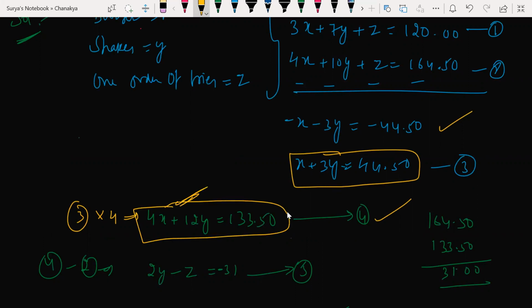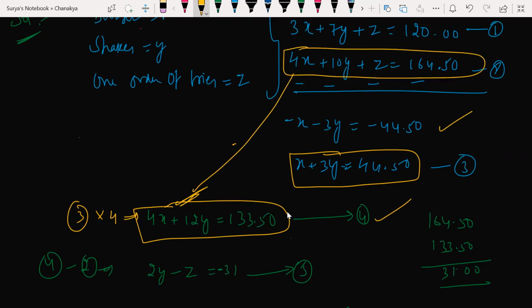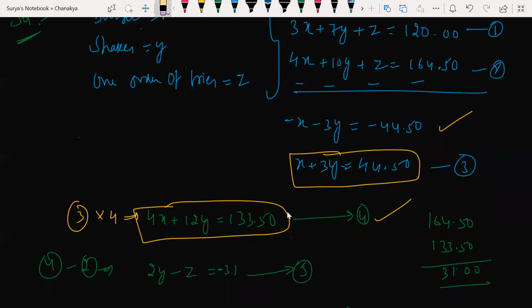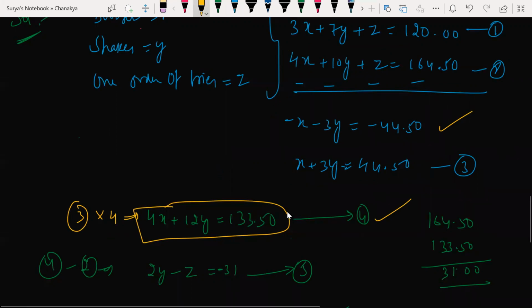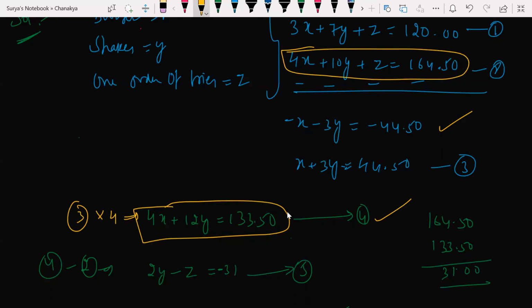You are subtracting this. You're solving these two, right? That is what you're saying. Yes, sir, like 4x plus 12y. These two yellow color boxes you're solving. Look at this. These two equations you're solving.